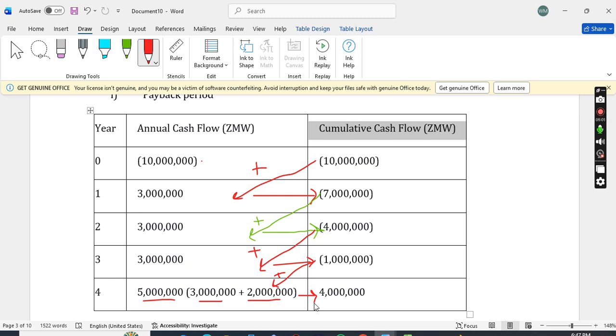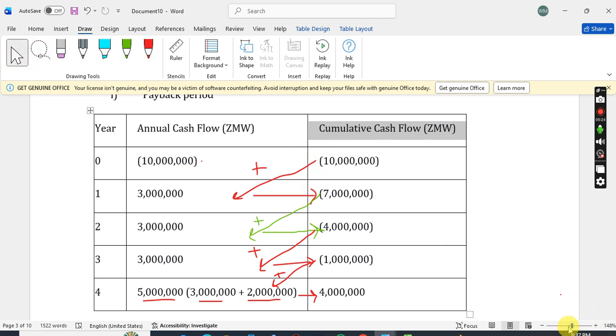Now, with this payback period, you want to know the year when the cumulative cash flow is going to be 0. Here we know it's between year 3 and year 4. That's when we've got our money back. But we want to be more specific. Which year did we actually get our money back?